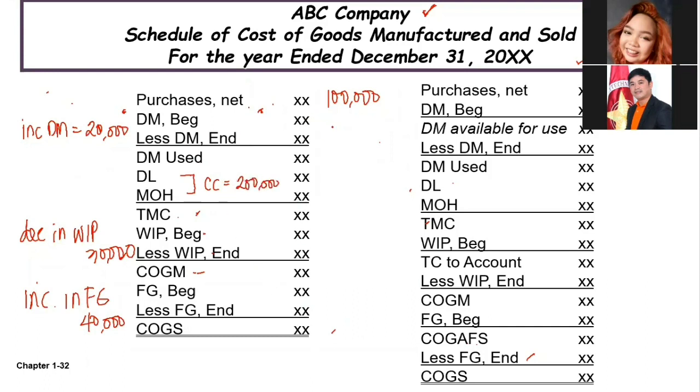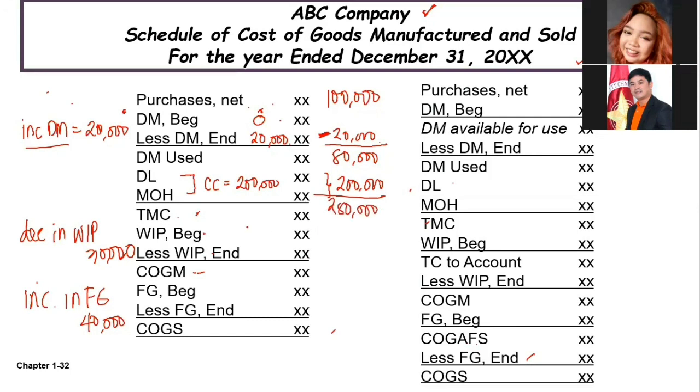Pababa. Increase ng 20,000. Pwede mong isipin na kung increase yan from 0, naging 20,000. Kaya, ang gagawin mo, 100 plus 0 minus 20. So, that would be minus 20,000. So, that would be 80,000 na direct materials used. Okay? Kung increase pala ng DM and you are solving downwards, kabaligtaran yung sign natin. Ang increase is a minus pag nagko-compute tayo pababa. So, plus 200,000 na conversion cost. Ang TMC natin ay 280,000.